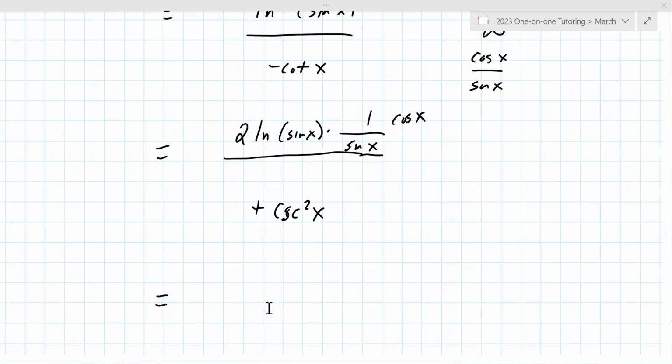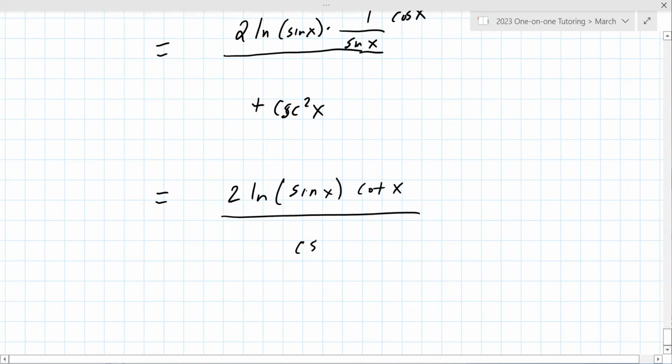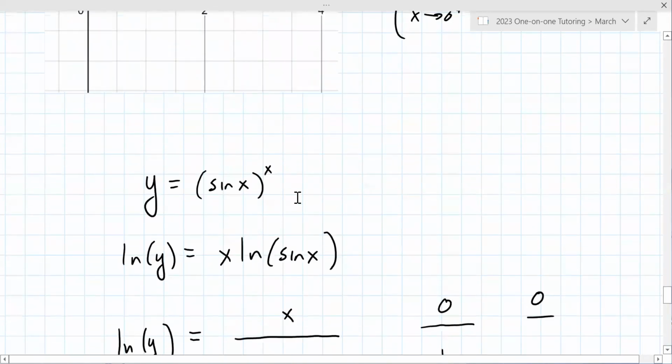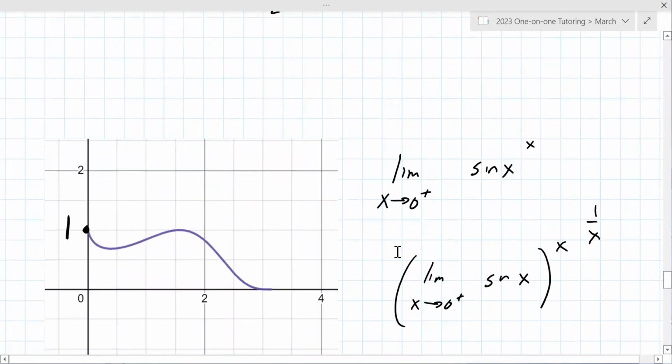See, this is hugely problematic here, because we got to eventually get rid of that. 2 natural log sine. Oh, those don't cancel. Cotangent x over cosecant squared x. Does anything cancel here? Cosine over sine, 1 over cosine. I'm still just not seeing it. Neither am I. The graph though does show that it converges, so there's something here.